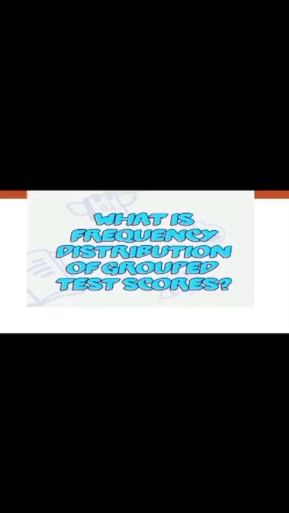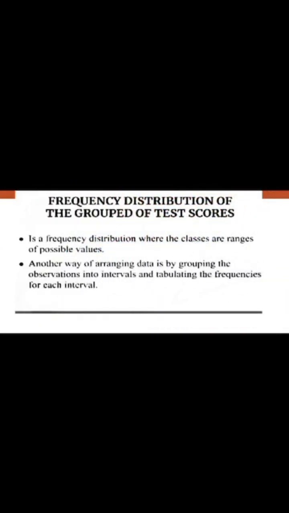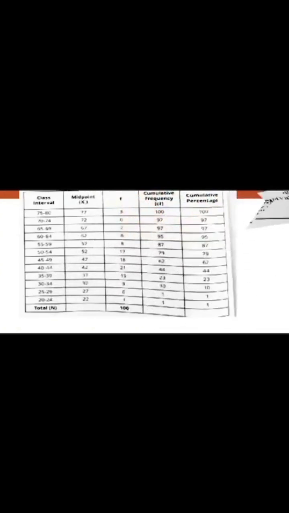Okay, what is a frequency distribution of grouped test scores? The frequency distribution of grouped test scores is a frequency distribution where the classes are a range of possible values. Another way of arranging data is by grouping the observations into intervals and tabulating the frequencies for each interval. Kindly look at Table 7.3.